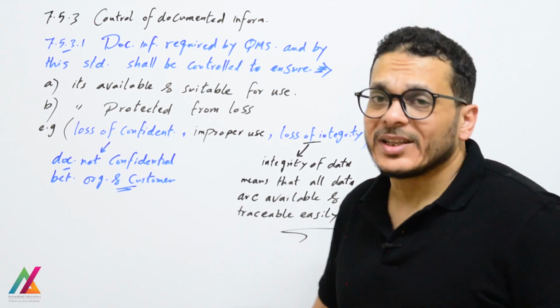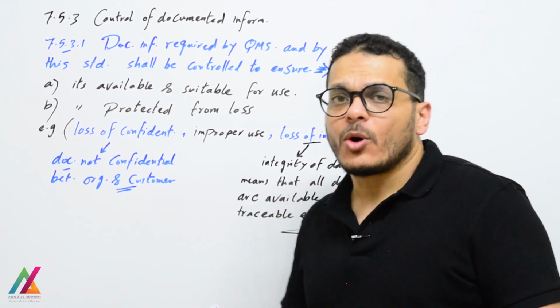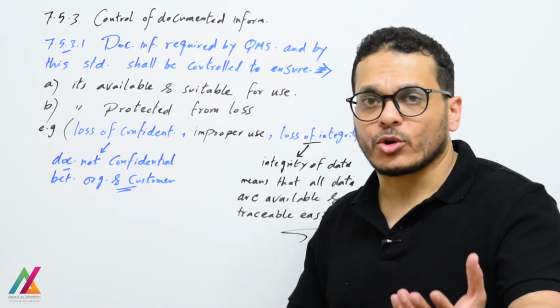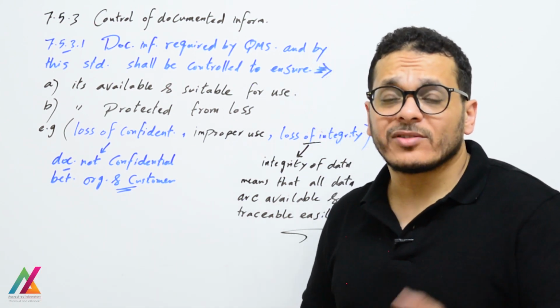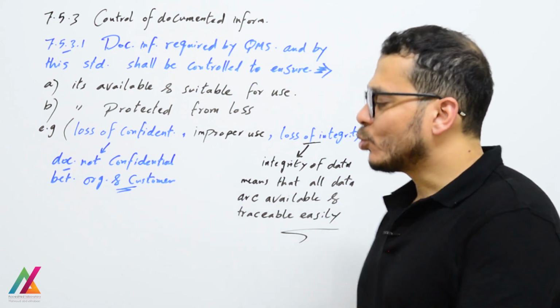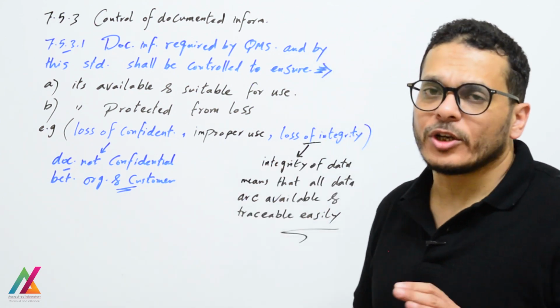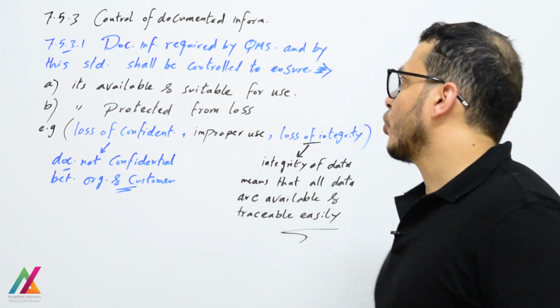And control of documented information. I found documented information better than separating documents and records, because in ISO 17025 you will find control of documents and control of records, but here you will find only control of documented information.